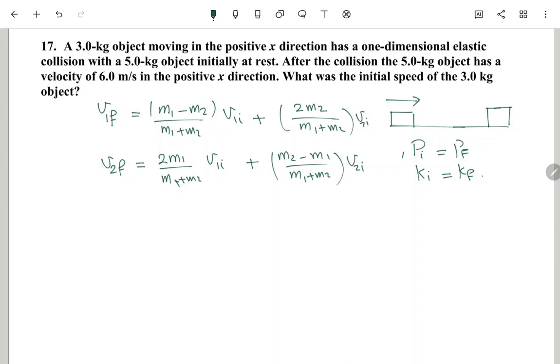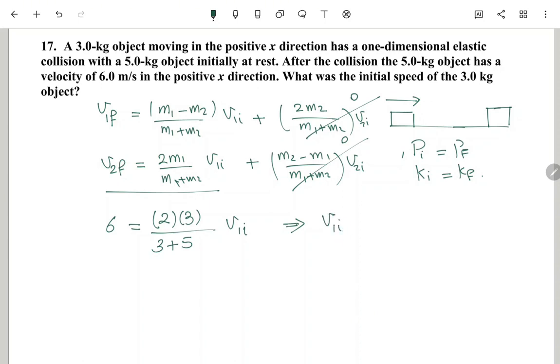Now let's simplify these two equations. The second object, this block here, is initially at rest, so the initial velocity equals 0, and this part is equal to 0 as well. Now, for the initial speed of the 3 kilogram object, let's use this part here. The final velocity of the block equals 6, equal to 2 m1, it's just 3, divided by 3 plus 5 times v1 initial, and from this, v1 initial, or the initial speed of the 3 kilogram object, is equal to 8 meters per second.